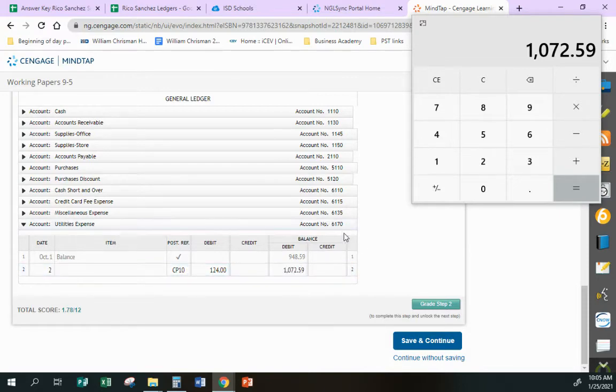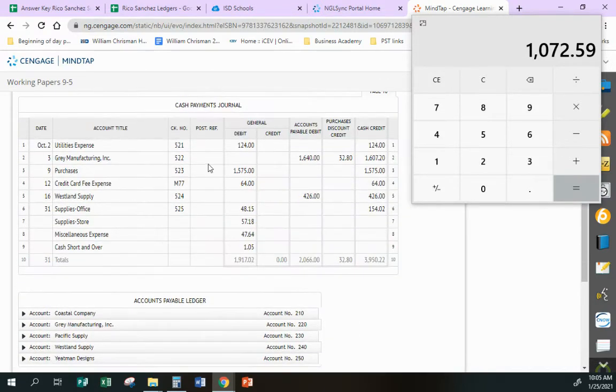So it stays up there. 0.59. Then you come with this 6170 up here to your post ref. Again, very important that you do that.